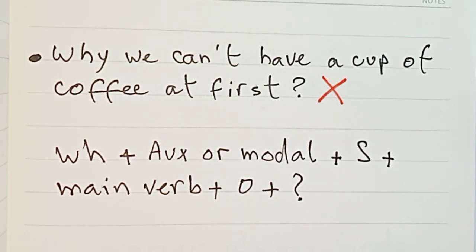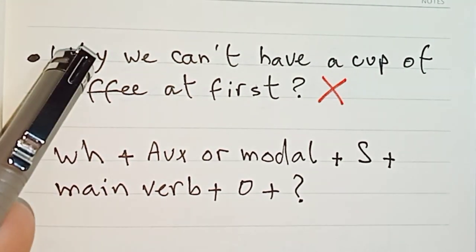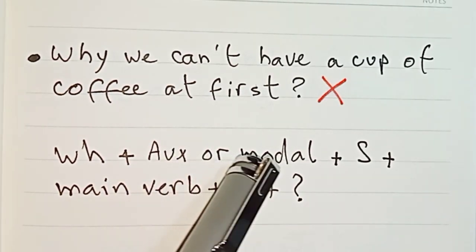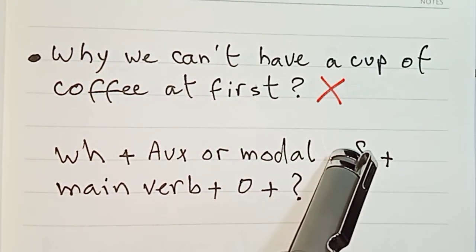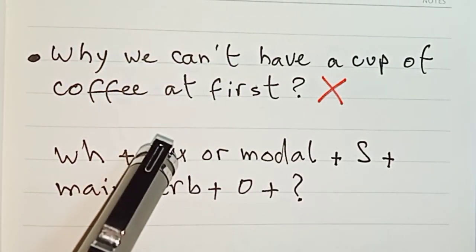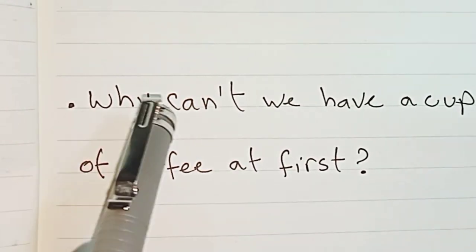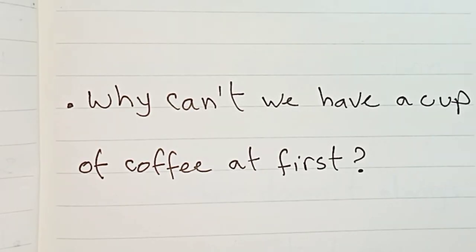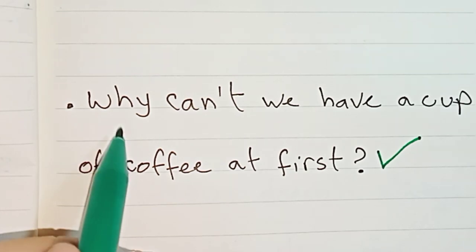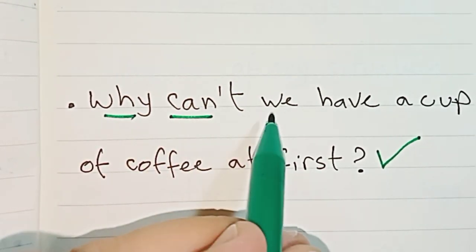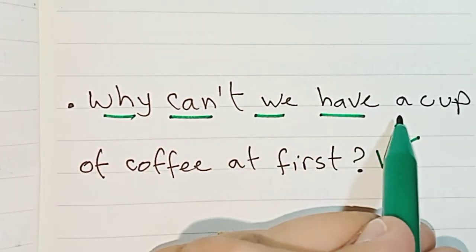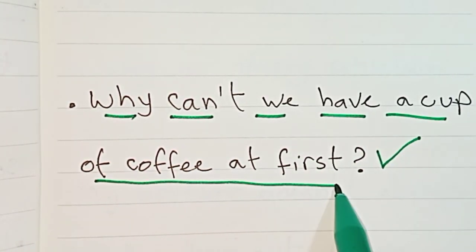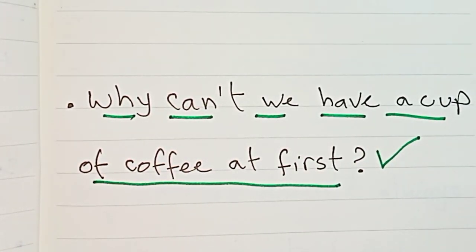This is how your question should be. So WH is why. Auxiliary or modal verb? No. Subject? No. So everything is mixed. The correct one is this one. Why can't we have a cup of coffee at first? So here is the correct answer. I mean the correct structure. WH, modal verb, subject, main verb, object. All right?